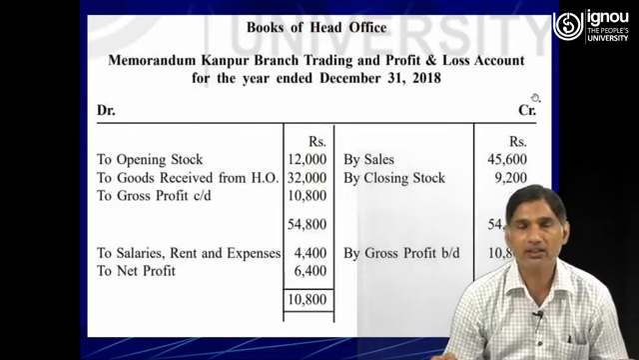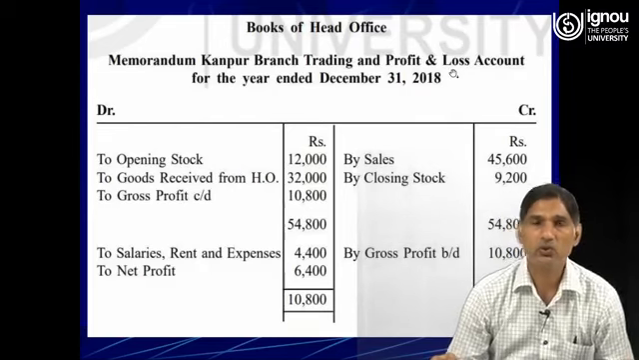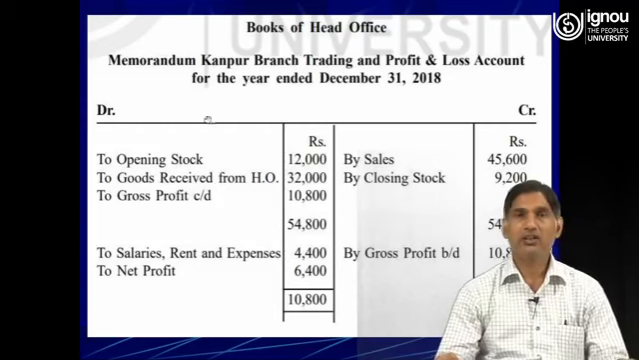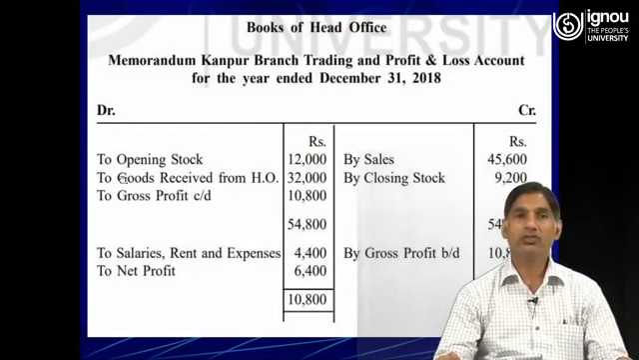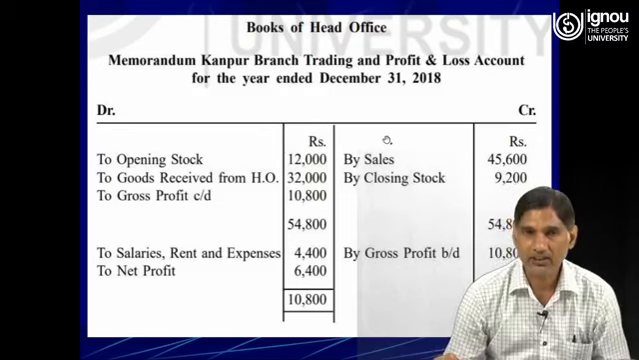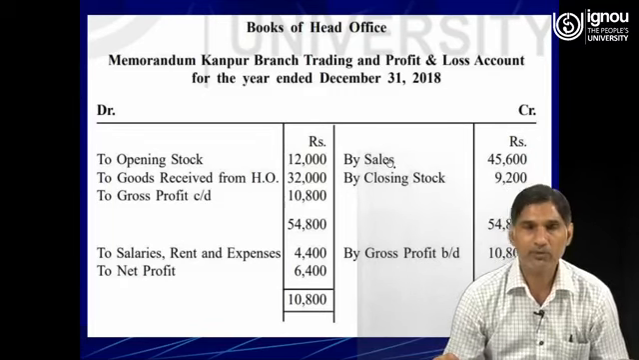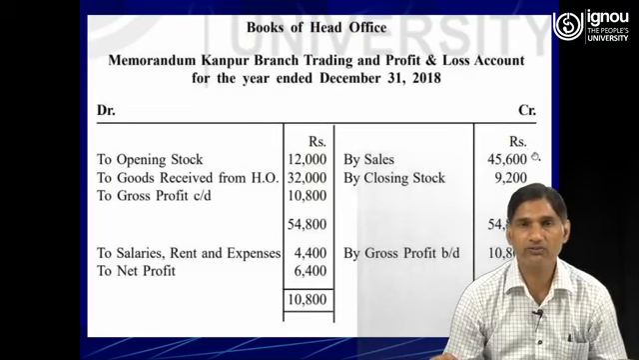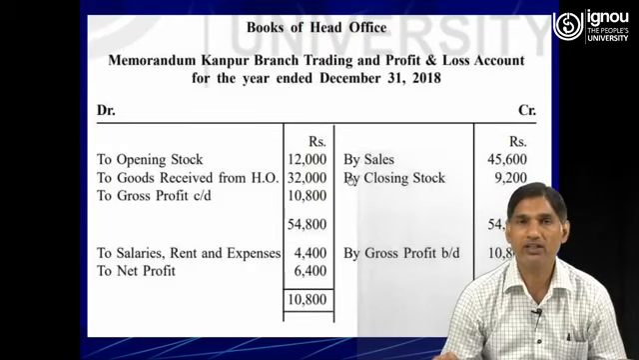Memorandum Kanpur branch trading and profit and loss account for the year ending 31st December 2018. In the debit side of the trading account, we have the opening stock, which is given in the question as 12,000 rupees. Goods received from the head office is also given in the question, 32,000. Then in the credit side, by sales, we have been provided with the information of sales 45,600. By closing stock, this information has been provided outside the trial balance, in the adjustment, 9,200.